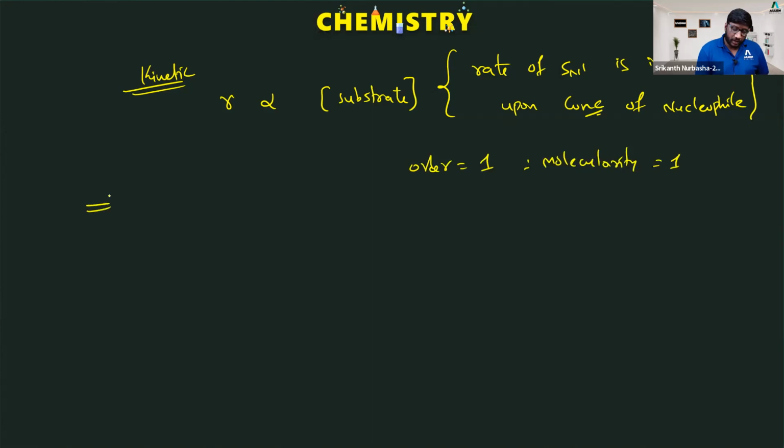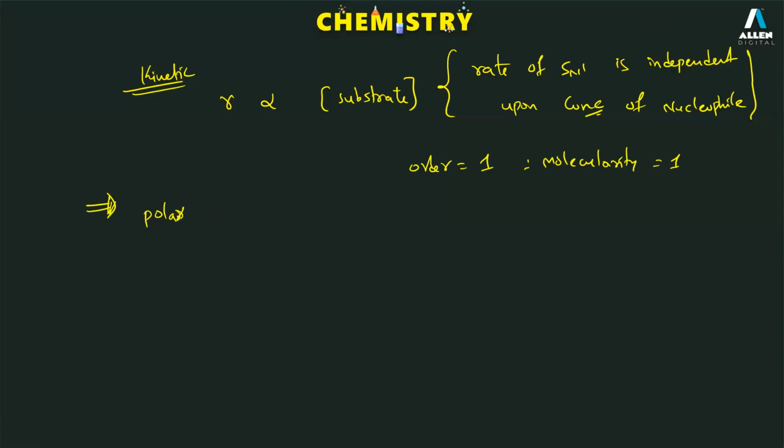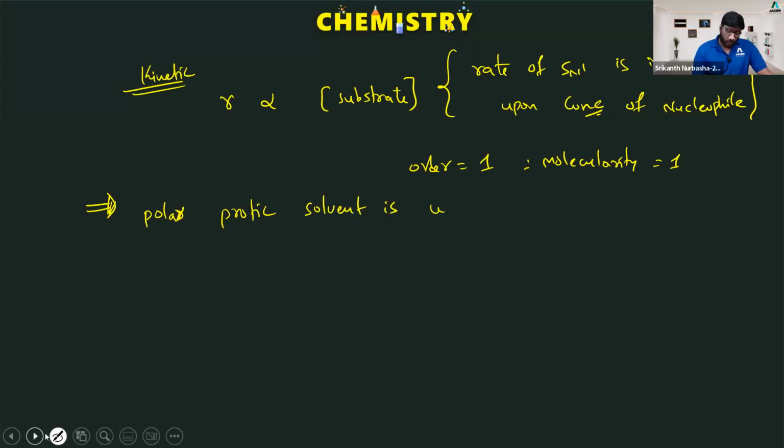And what type of solvent is useful? Polar protic or polar aprotic? Polar protic. Polar protic solvent is useful in SN1 reactions. Why, students?